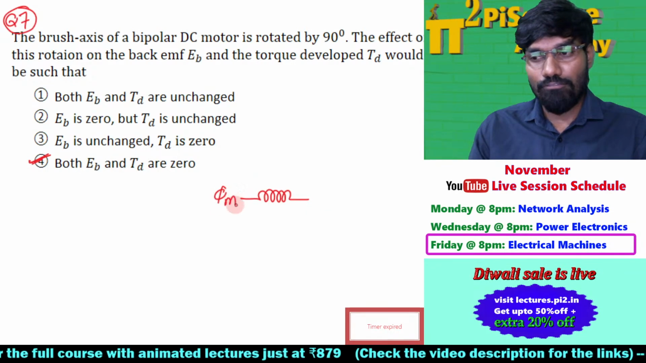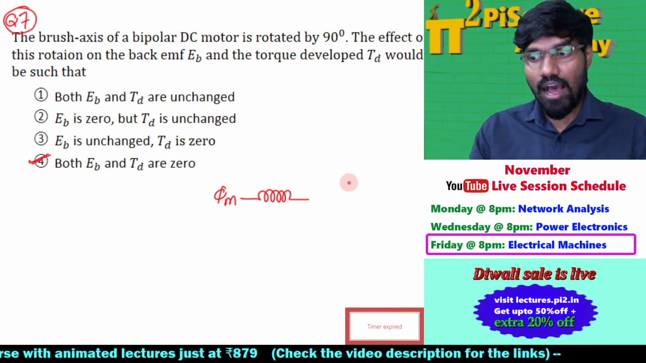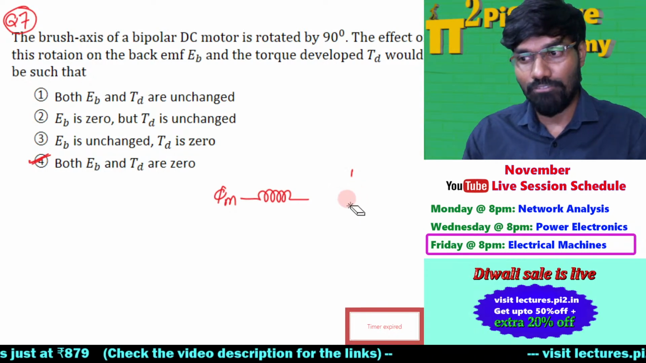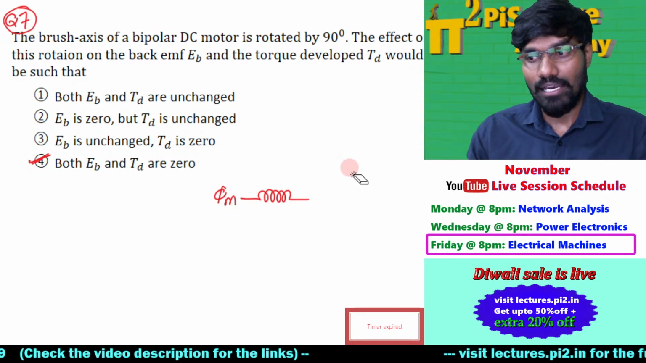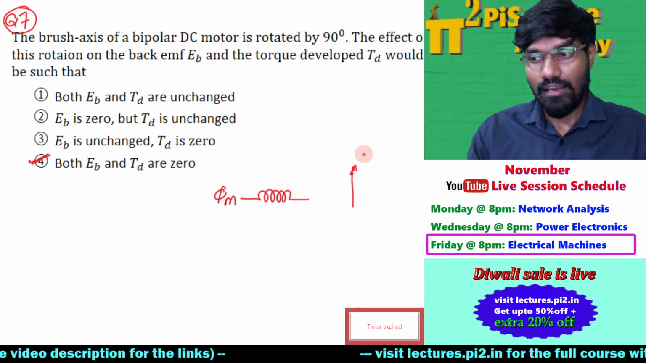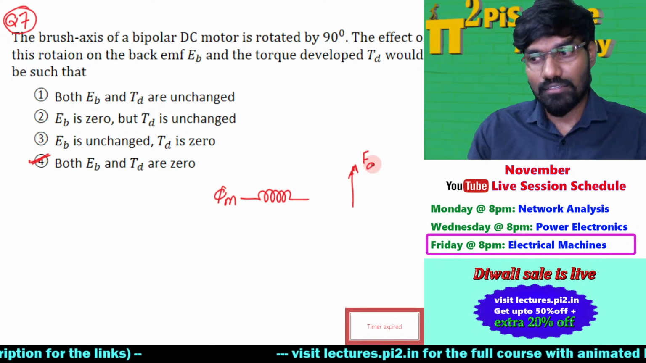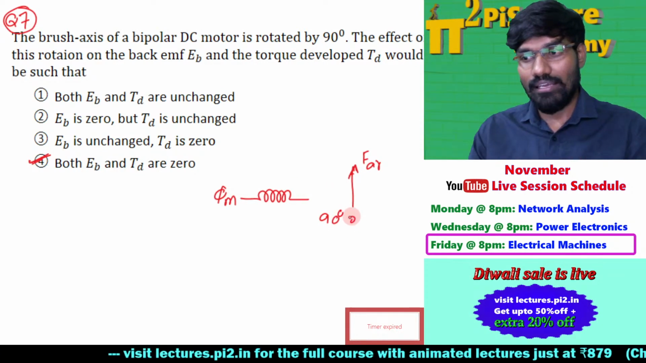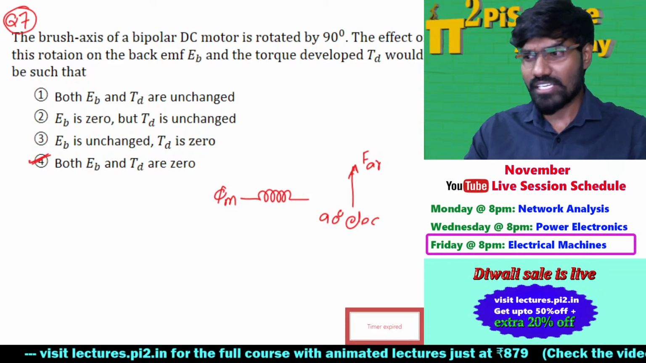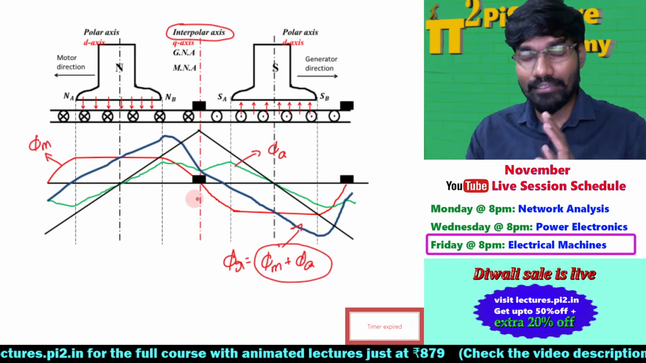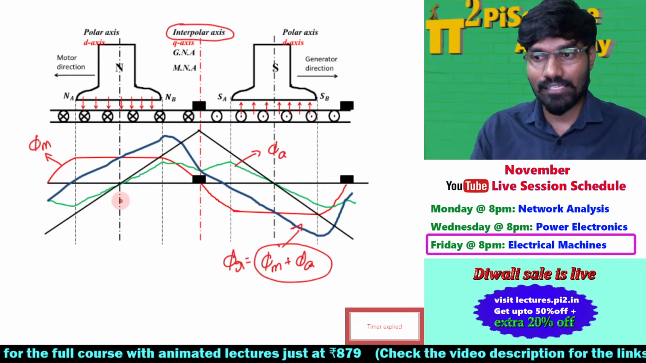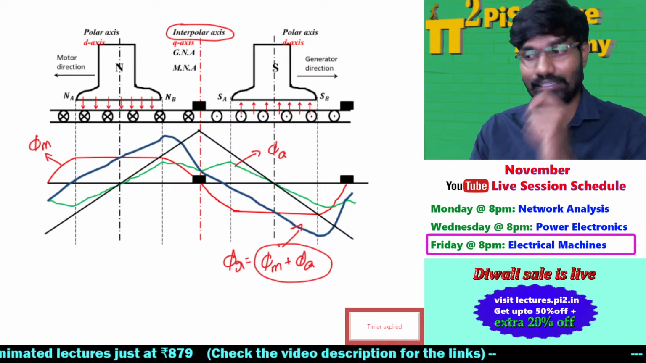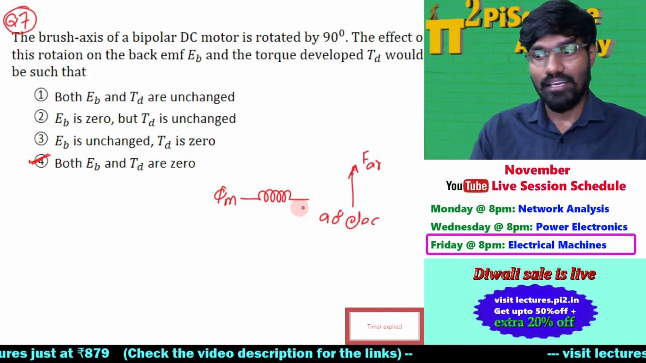That advantage is that the field flux phi m and the armature MMF, and hence the armature flux, are both 90 degrees displaced electrically. You can see again from this waveform, both are 90 degrees electrical displaced. So the electrical angle between them is 90 degrees.